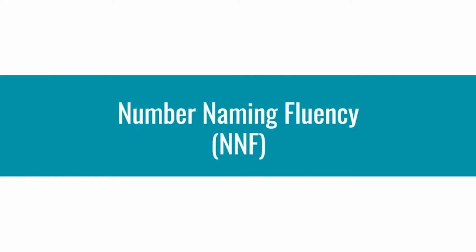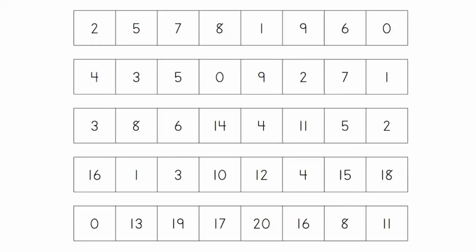For this assessment, you will need a printout for the students. There is also a Spanish version available. Students will verbally name numbers up to 20. They are scored by the number of items they correctly read within 1 minute. If a student is unable to correctly name the first 5 numbers, you will discontinue this assessment. The maximum number of points is 80.